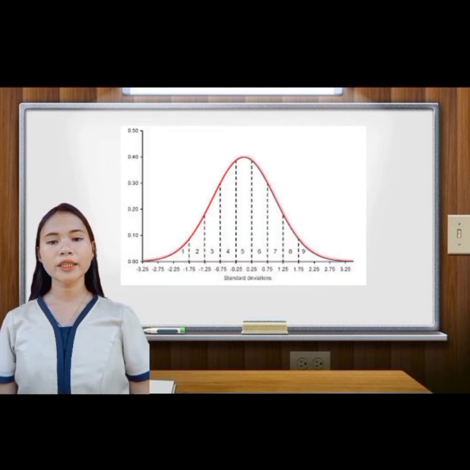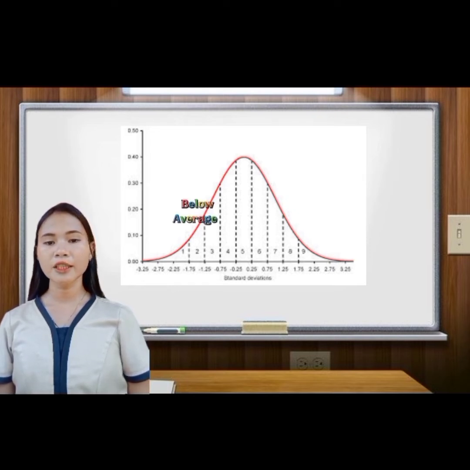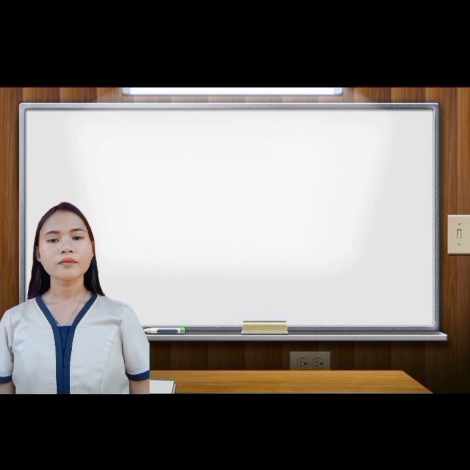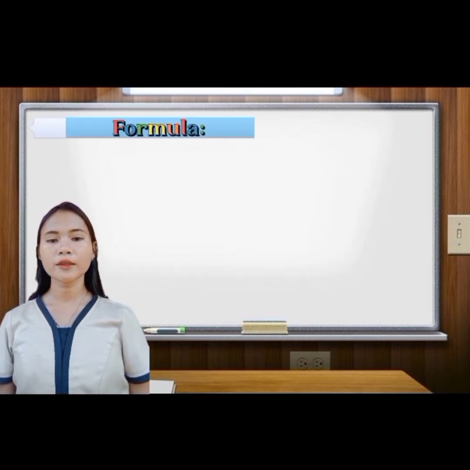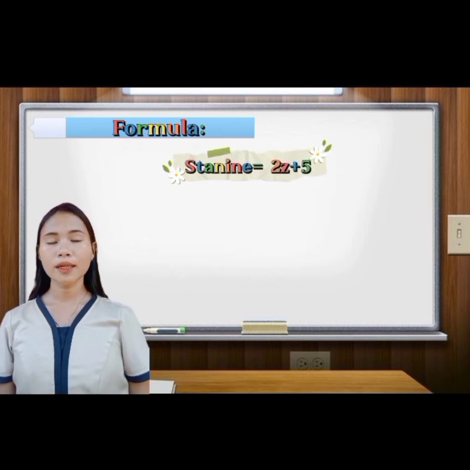Here I have a chart of the normal curve. If the score is 1 to 3, it is below average. If it is 4 to 6, it is average. And 7 to 9 is above average. The formula that we will use in getting the standard 9 is STA9 equals 2 times z-score plus 5.